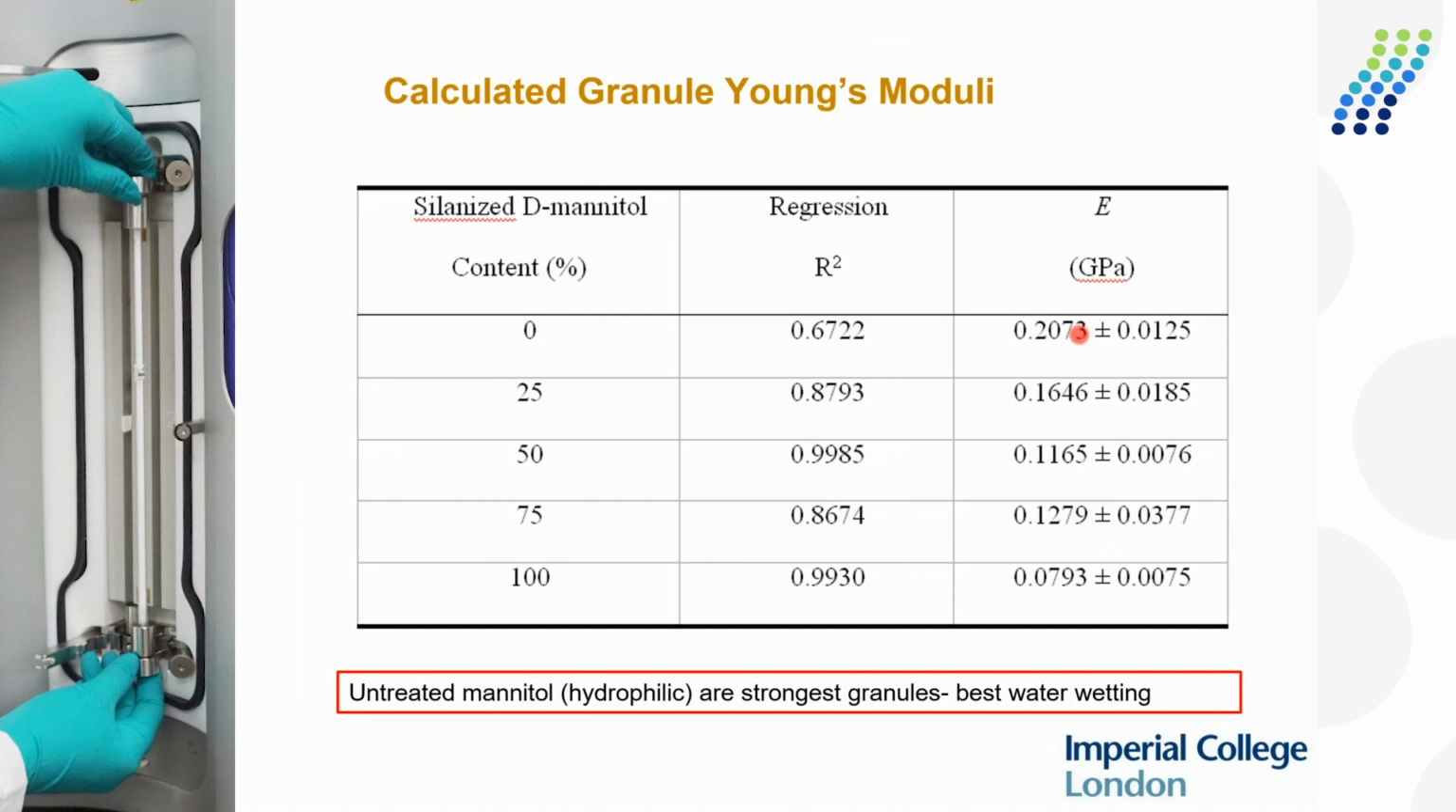Whereas for 100% of the hydrophobic material, you can see the modulus is about 3 times less. So we see that the change simply in the surface chemistry of the particles, where everything else is the same, does two things. You end up with larger particles, and on a size-to-size basis, we also end up with much stronger particles. In other words, the better your powder is wetted by your granulation fluid, the larger the granules you will get, and the stronger the granules you will get. Essentially, the untreated mannitol, the hydrophilic materials, are the strongest granules. And again, they had the best wetting behavior.